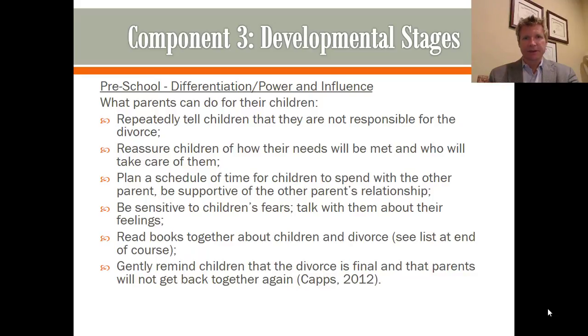Preschool, differentiation, power, and influence continued. So what can parents do for their children? Repeatedly tell children that they are not responsible for the divorce. Reassure children of how their needs will be met and who will take care of them. So let them know that their life is still going to be the same. Everything's going to be okay. Somebody's going to pick you up from school, and you identify the person.